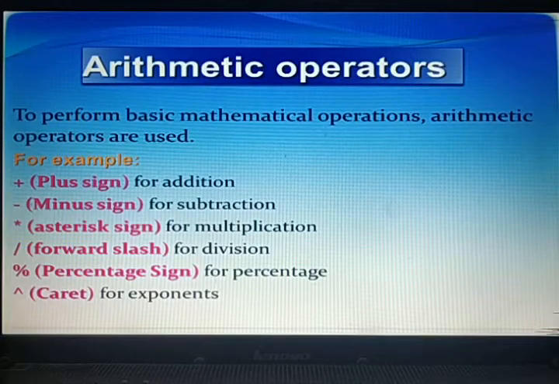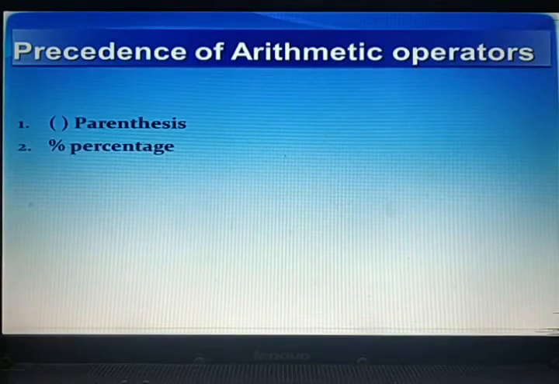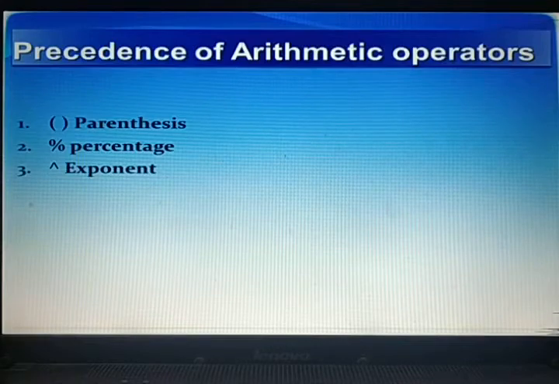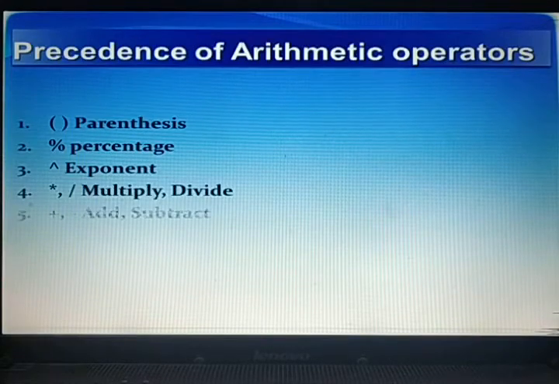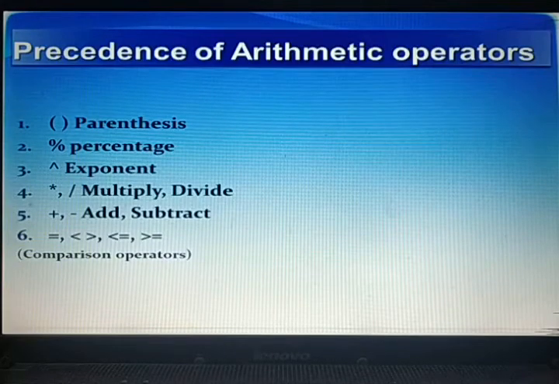They are also known as arithmetic operators, used to perform arithmetic operations, but these operators have some precedence. It means if you are going to use more than one operator in a single formula, which one is calculated first? So let's discuss the precedence of mathematical operators. First one, parentheses. Second one, percentage. Then exponent. Then multiply and divide, then add and subtract, and at last the comparison operators: equal to, not equal to, less than or equal to, greater than or equal to.